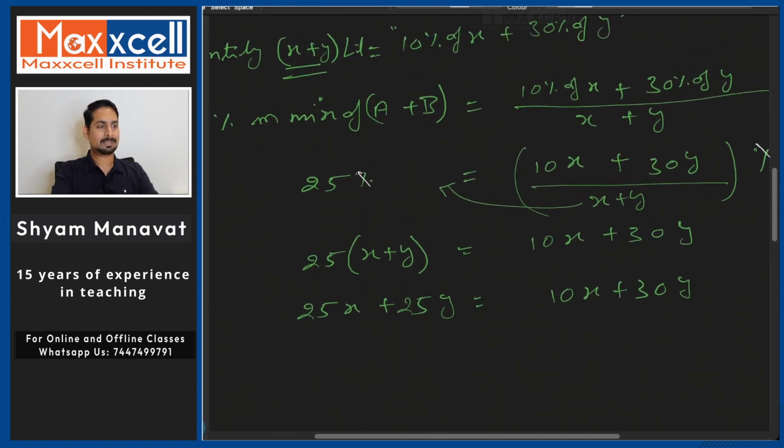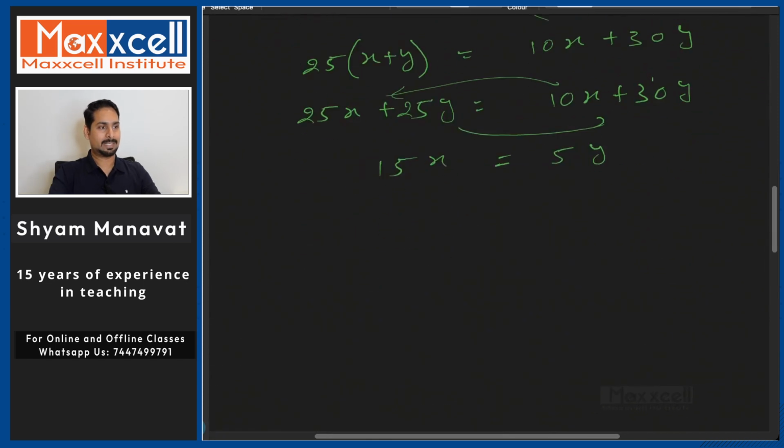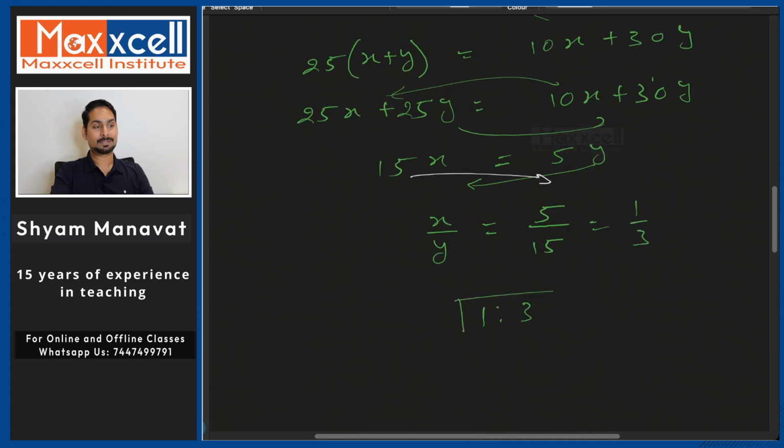Simplify this further. Take similar variables to the same side. You get 25 minus 10, which is 15x, and 30 minus 25, which is 5y. Now, as per the question, we need to find the ratio of x and y. If I want x upon y, I take 15 to the other side and get 5 by 15, which is 1 by 3. So in which ratio shall we mix this? We should mix this in the ratio 1:3.